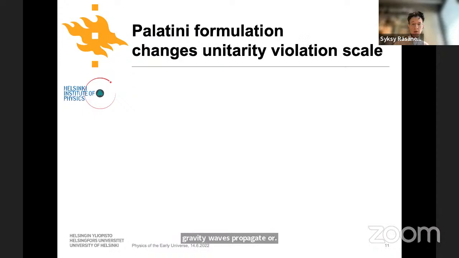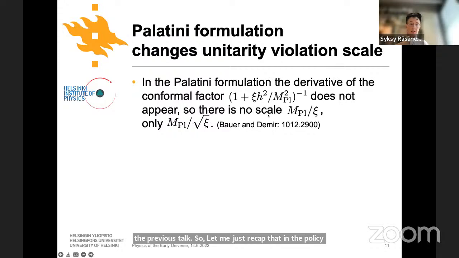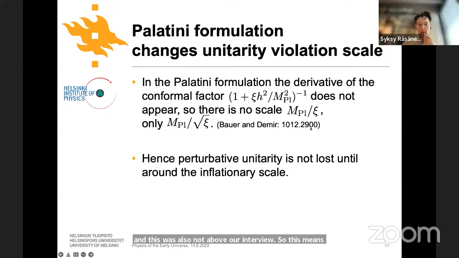Unitarity was discussed extensively in the previous talk. So let me just recap that in the Palatini formulation, there is no derivative of this conformal factor in the action. Now I've restored the Planck scale. So therefore, you get only the scale M Planck divided by square root of xi. If you take the derivative, of course, then you also get this 1 over xi, which is in the metric case. And this was also noted by Bauer and Demir. So this means that perturbative unitarity is not lost until around the inflationary scale in the Palatini formulation.